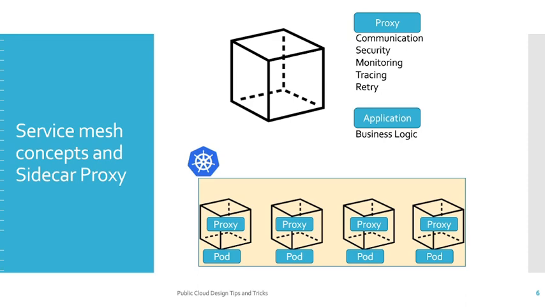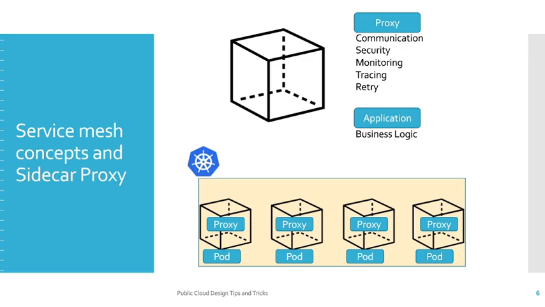So what does it say? Service mesh will create a proxy where your communication, security, monitoring, tracing, and retry mechanism can be configured effectively and applied to all the pods in the form of proxies, and you as a developer will focus on the business logic. That is the layer segregation, the definition of service mesh.